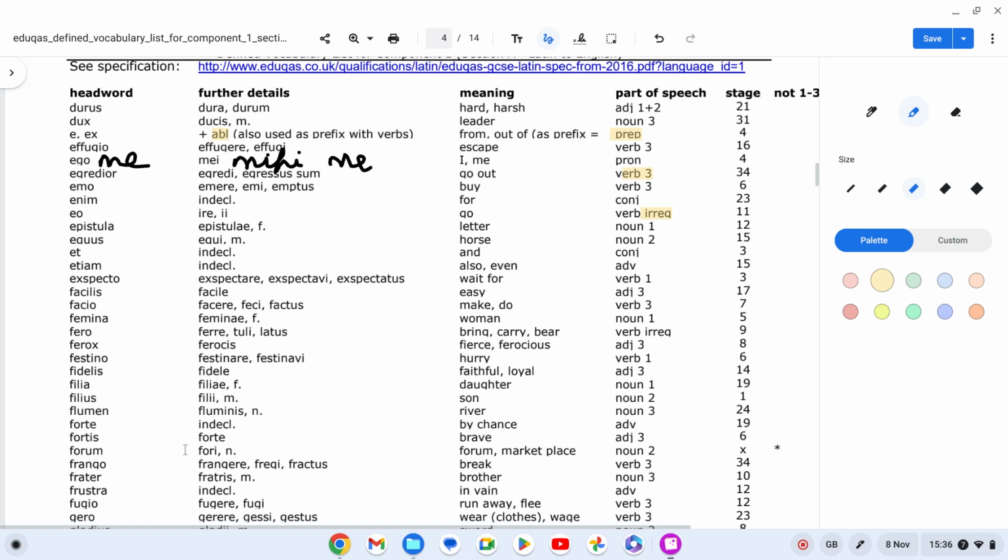Next, facilis, facile. This is an adjective, and it's a third declension adjective. What that means is that the facilis, it'll decline like a third declension, and that's for the masculine and feminine, whereas that's for the neuter.